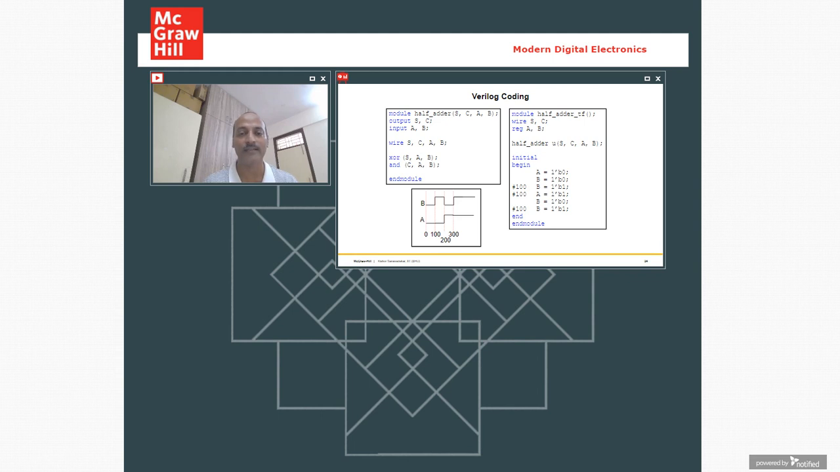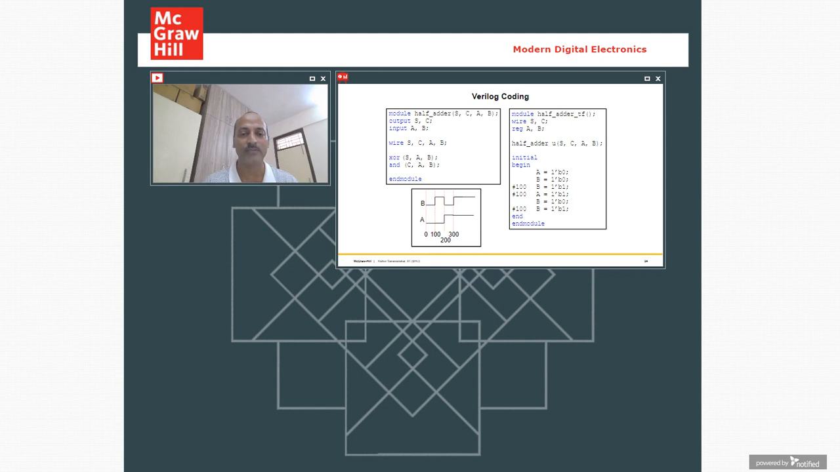So again, as I stated, module and end module is the framework wherein all the set of constructs are going to reside. So initial is nothing but initialization of your signals, and pound 100 is nothing but after how much delay you want to toggle the signals. So A is equal to 0, B is equal to 0 at 0 time instance.